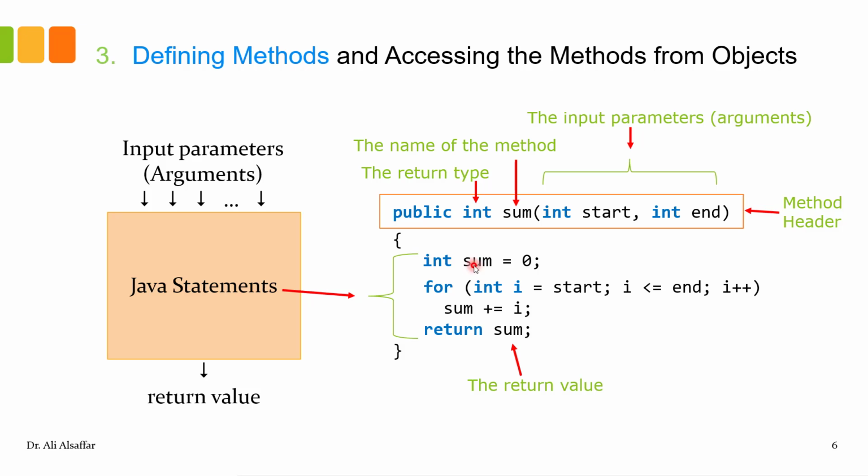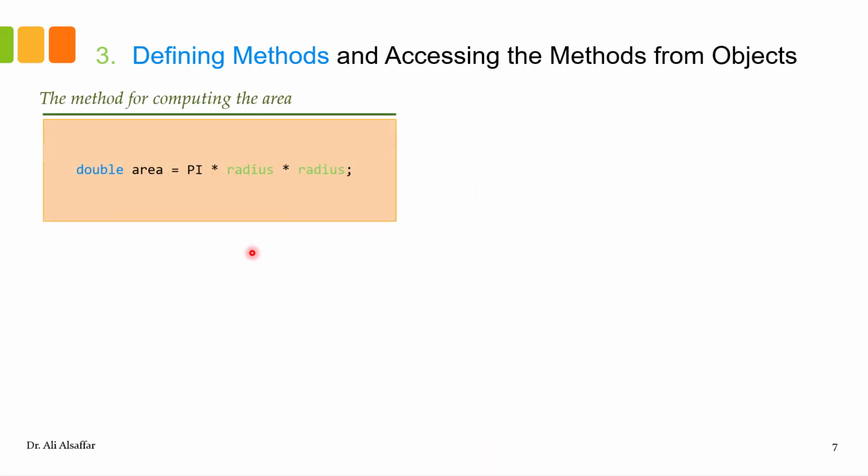Now let us get back to our circle example. Let me show you how to define two methods, one for computing the area and one for computing the perimeter. First, how to compute the area. To compute the area, it is simply a single line of equation, and this will be the code that we need to include inside the method. So we need to surround it by curly brackets.